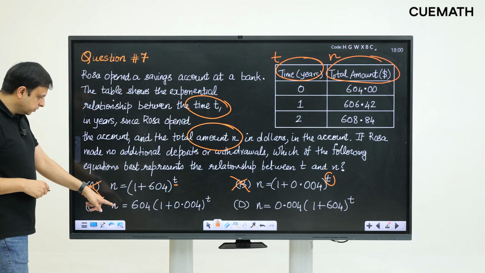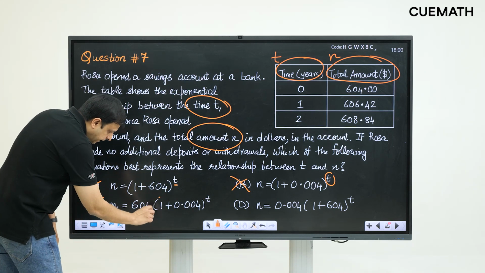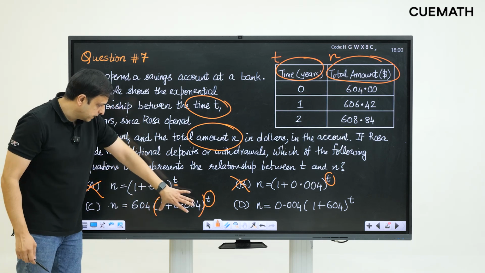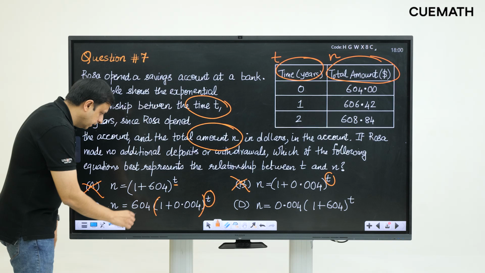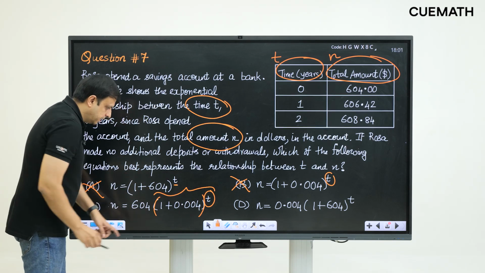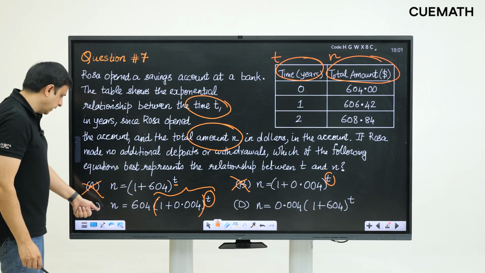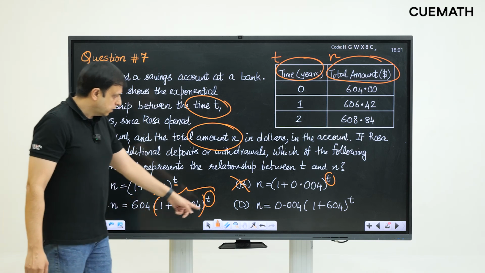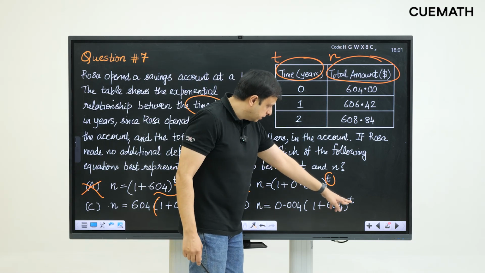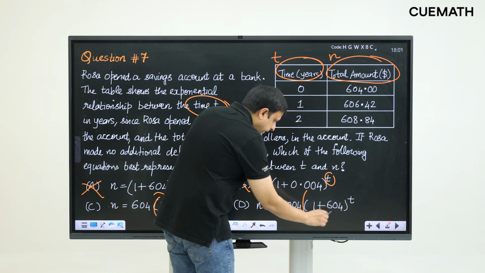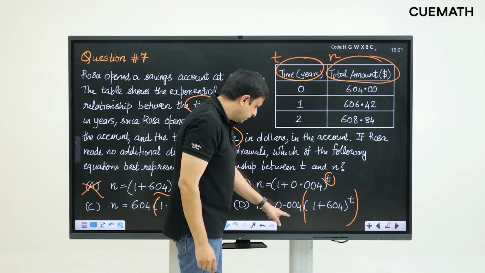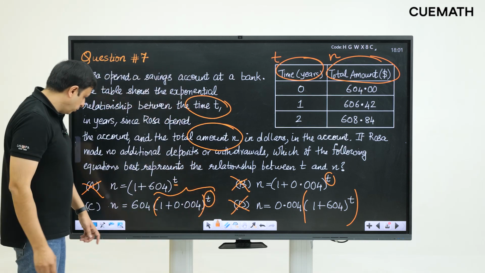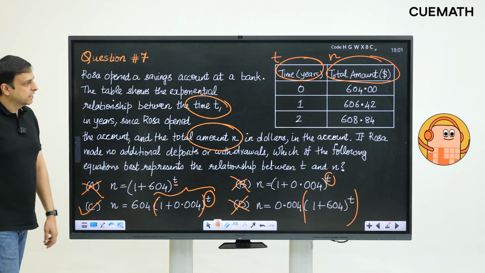If I put t equal to 0 here, then this thing here is being raised to the power 0. So, this whole part of the expression will become 1, and then that is 1 times 604. So, I will get n equal to 604 here. So, this could possibly be correct, but let us also check this. If I put t equal to 0 here, I get this whole thing here as 1 times 0.004, so that's 0.004 which doesn't work, and therefore option C is the correct option.